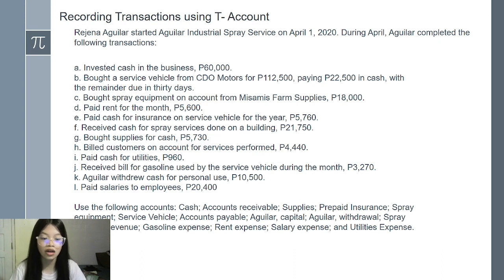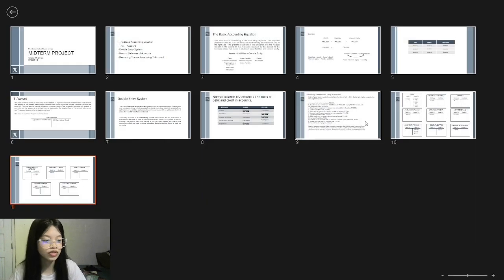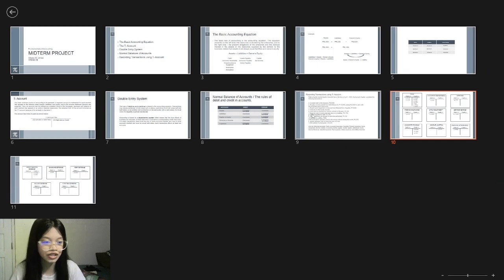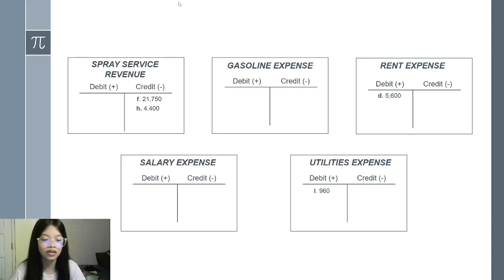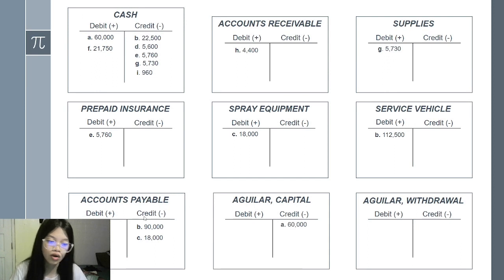So next transaction, letter I, paid cash for utilities, 960 pesos. So nagbayad siya ng utilities gamit ang cash. So increase in expense recorded by a debit to utilities expense, and decrease in assets recorded by a credit to cash kasi nagbayad siya ng cash. Next transaction is letter J. Received bill for gasoline used by the service vehicle during the month, 3,270 pesos. So nakatanggap siya ng bill sa gasoline expense na nagamit niya sa service vehicle niya ng buwan. So it is a decrease in owner's equity recorded by a debit to gasoline expense, and increase in liabilities recorded by a credit to accounts payable.